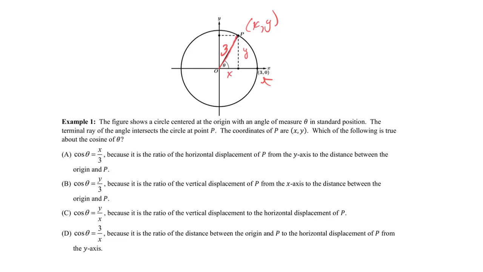I notice that all 4 of my choices here are starting with cosine. And if you remember what I just said, cosine goes with x. So I can get rid of B and C right now because they put cosine with y. We would never do that, all right? And cosine is adjacent over hypotenuse. And I know the hypotenuse is 3, so hypotenuse has to be my denominator, so the answer has to be A.